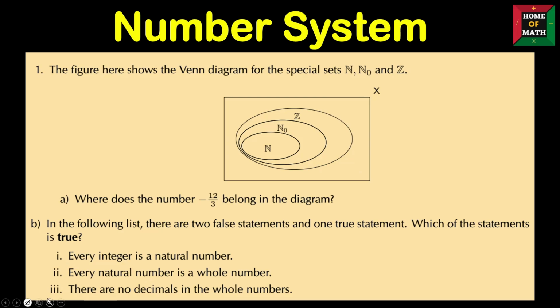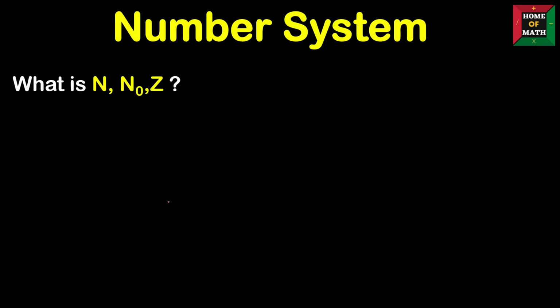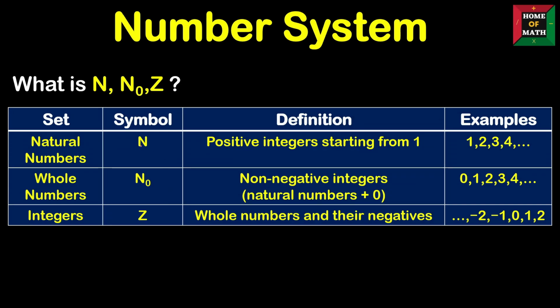In this Venn diagram we are seeing three sets. First one Z, second N0 and then N. So we have to know what these are. N is the symbol of natural numbers. Natural numbers are positive integers starting from 1, like 1, 2, 3, 4. N0 is the symbol of whole numbers, which are non-negative integers.